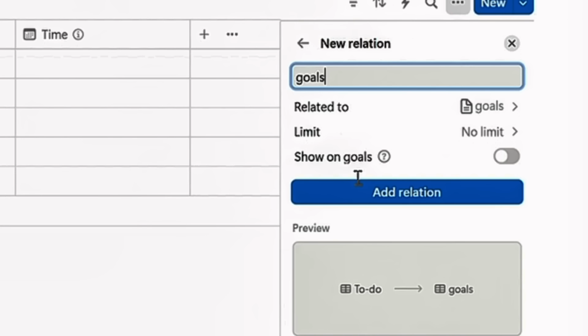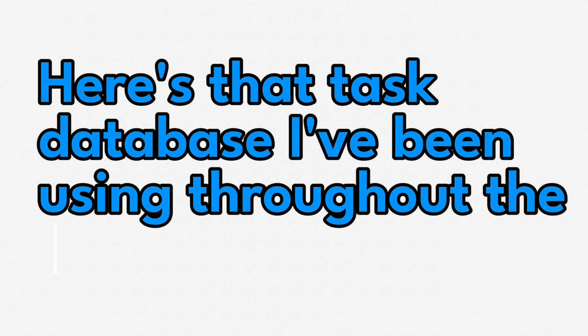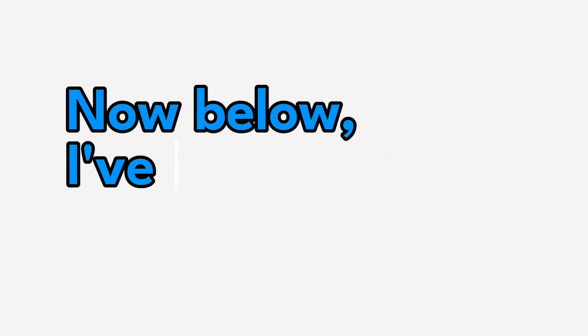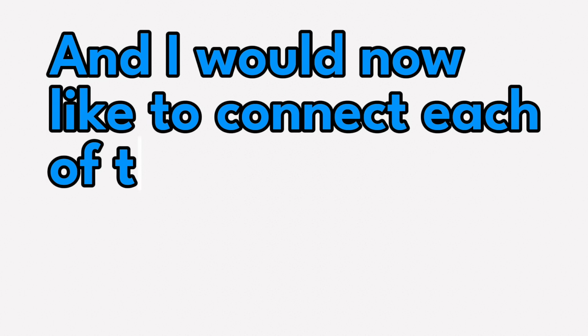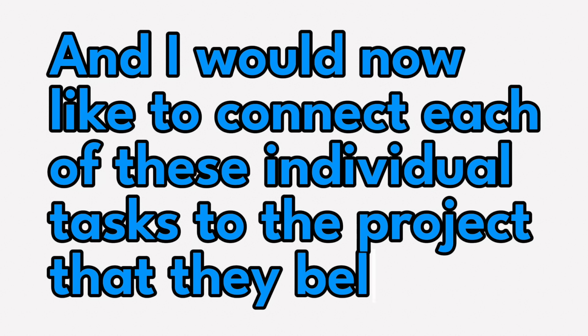Number 8. Relation Property View Options. Here's that task database I've been using throughout the video as an example. It lists all my tasks. Now below, I've also set up a project database. I've listed individual projects and their status, and I would now like to connect each of these individual tasks to the project that they belong to.